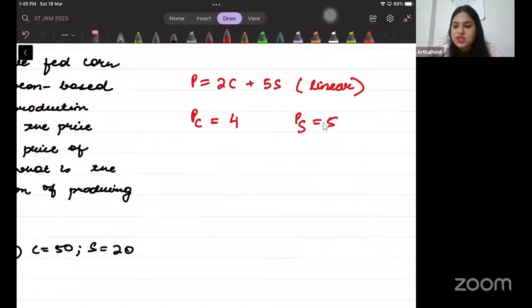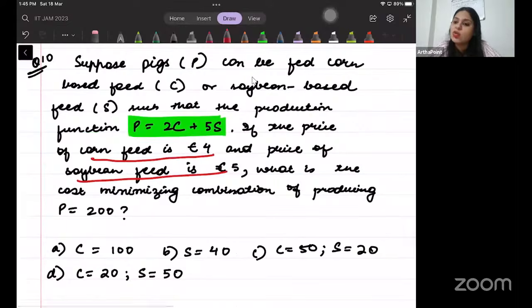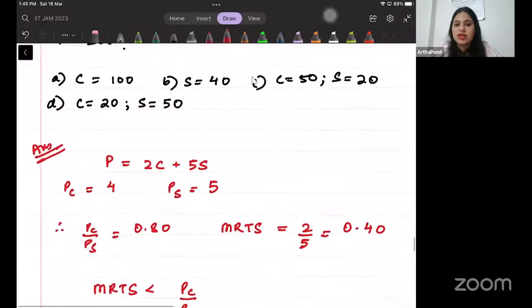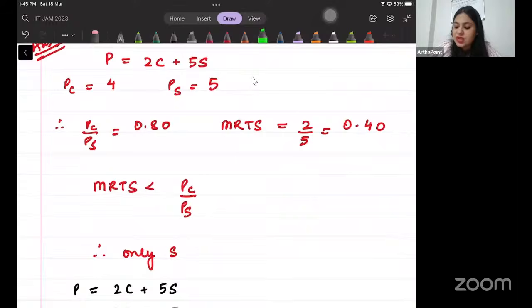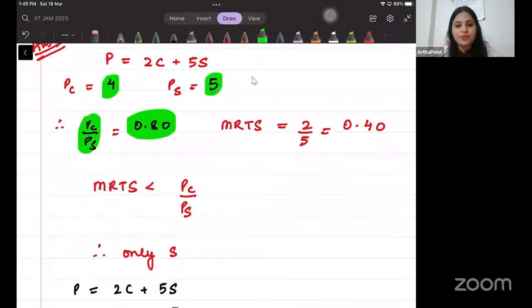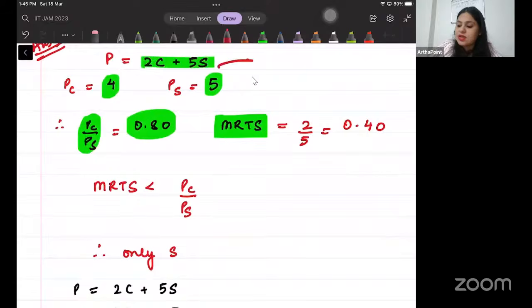We know the ratio of these two inputs. We can check whether MRTS is greater than or less than this ratio, and then we can go ahead and check which input to use. So let's try that. If we notice, the price ratio PC by PS will be 4 by 5, which is 0.80. Our MRTS is the slope of this, so it is MPC by MPS, which is 2 by 5, which is 0.40.